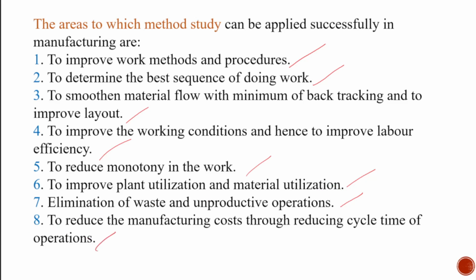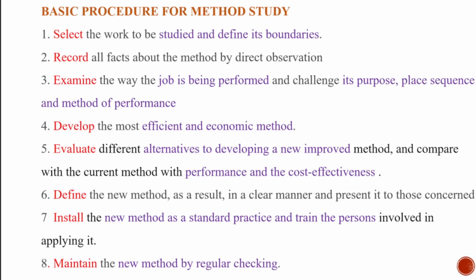Now, in the next slide, we'll talk about the basic procedure for method study. The first step is to select the work to be studied and define its boundaries. The first step is very important because it is a selection process and it defines what may be included in the work and what things are not included. So selection of the boundaries or definition of the boundaries is very important.